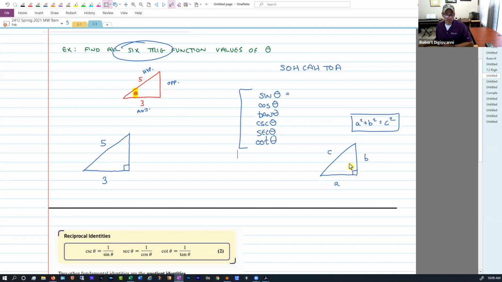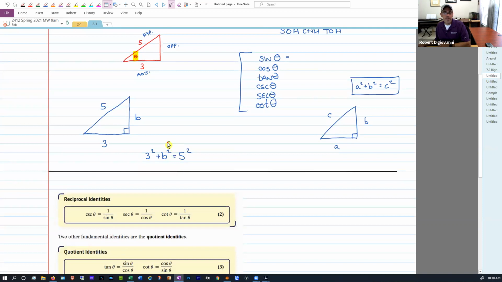So going back to this Pythagorean, if I know that A squared plus B squared equals C squared on this triangle that we're working with, I don't know what B is, right? I'll call it B. But I do know that 3 squared plus B squared must equal 5 squared. That's 9 plus B squared equals 25.